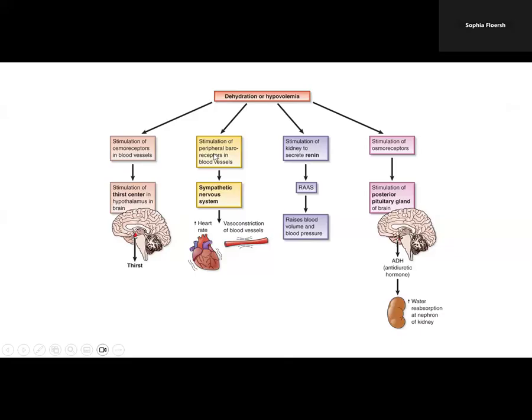Then you've got the stimulation of the peripheral baroreceptors in the blood vessels, sympathetic nervous system. So that causes vasoconstriction. Stimulation of the kidney to secrete renin. So the RAS system raises blood volume and blood pressure, and then stimulation of the osmoreceptors stimulates the posterior pituitary gland of the brain, which causes the release of antidiuretic hormone, which causes water reabsorption at the nephrons of the kidneys. So with all that vasoconstriction, we'll come back to this when we're talking about our signs and symptoms because they relate to all these different aspects here.